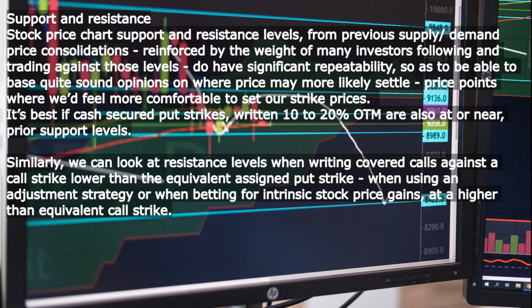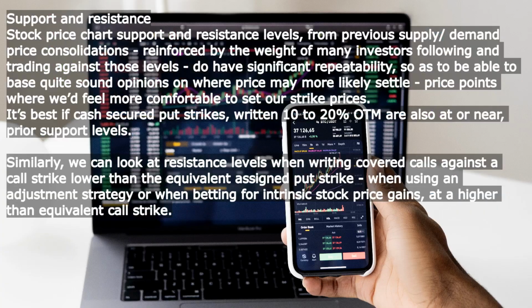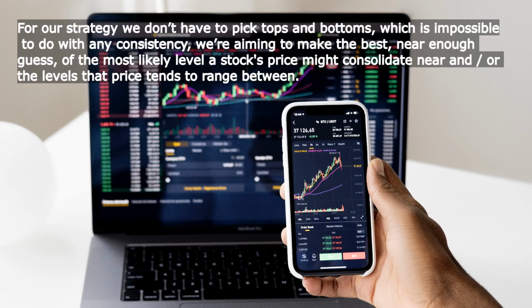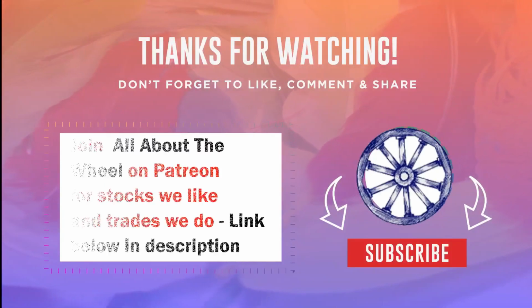Similarly, we can look at resistance levels when writing covered calls against a call strike lower than the equivalent assigned put strike, when using an adjustment strategy, or when betting for intrinsic stock price gains at a higher than equivalent call strike. For our strategy, we don't have to pick tops and bottoms, which is impossible to do with any consistency. We're aiming to make the best, near enough guess of the most likely level a stock's price might consolidate near, or the levels that price tends to range between.